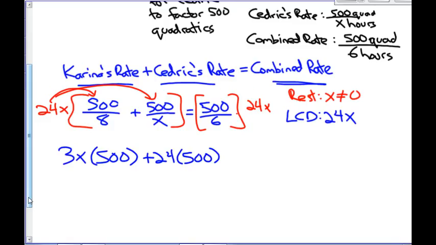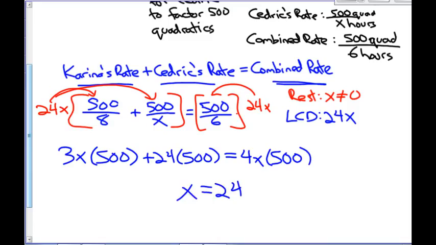And if we multiply on the other side, 24 over 6 is 4. And we still have our x, so equals 4x times 500. And it's going to work down to the same place. You'll still get x equals 24. Same answer.